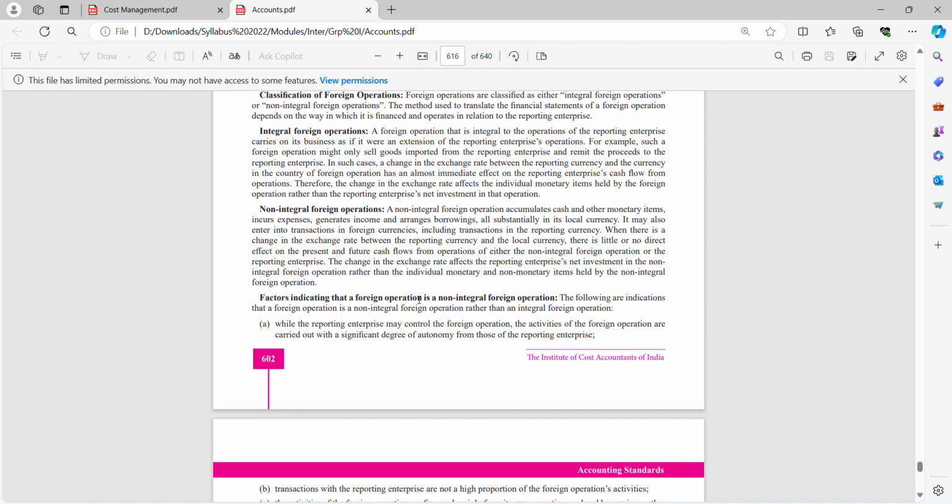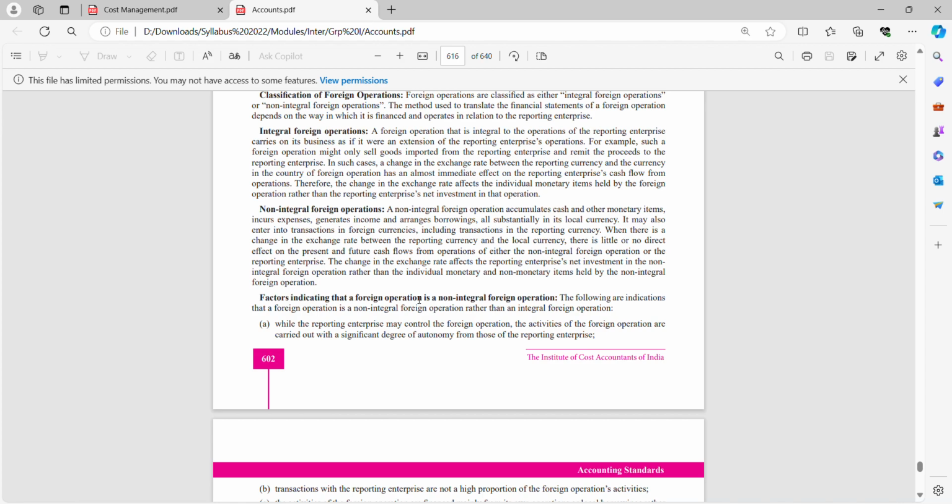Then we have non-integral foreign operations. Non-integral foreign operations accumulate cash and other monetary items, incur expenses, generate income, and arrange borrowings, all substantially in their local currency. They may also enter into transactions in foreign currencies, including transactions in reporting currency. So we have non-integral. Non-integral means they are not related to basic operations. Here you accumulate your cash and other monetary items, expenses, everything related to your foreign operations, and they are not related to your main operations. Foreign operations are different, your main operations are different. Integral foreign operations are related; your foreign operation is sometimes your main operation.